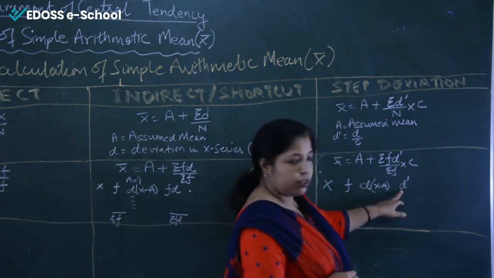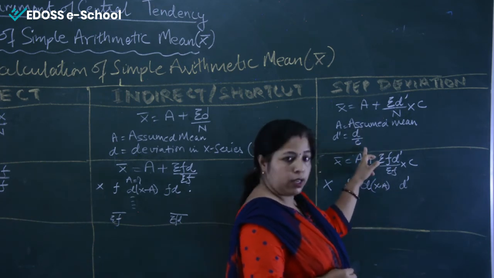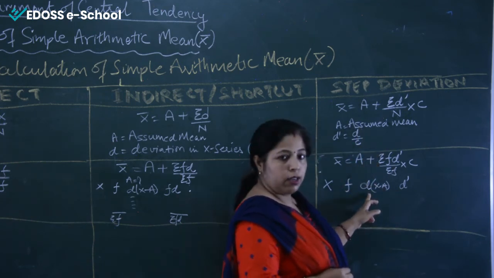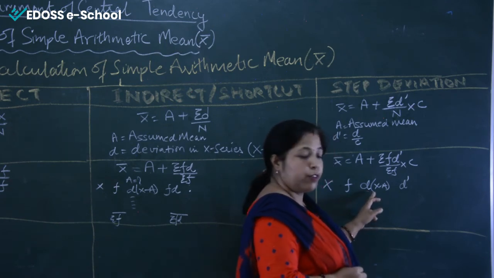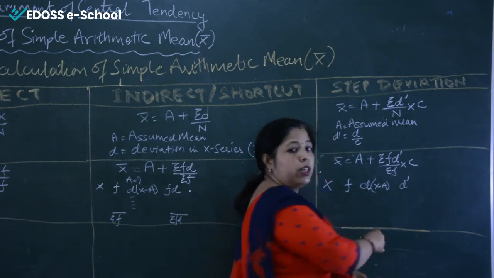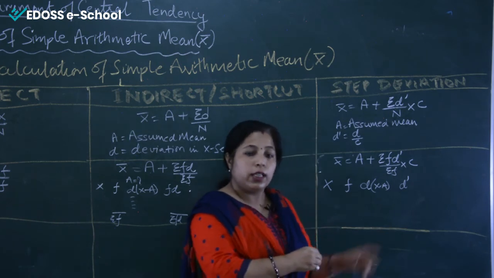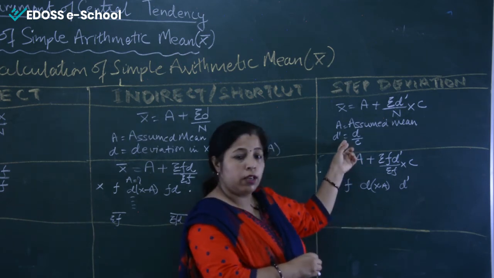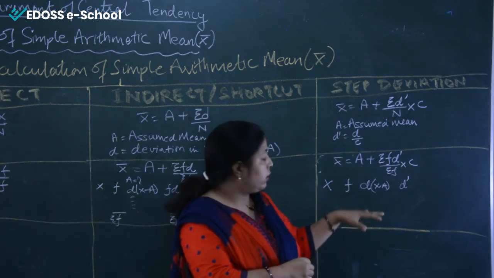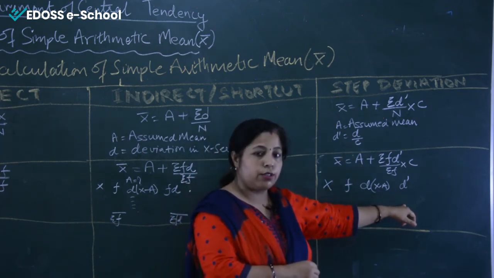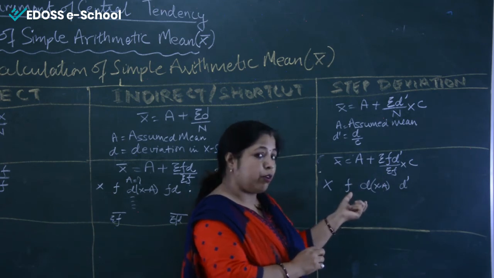And for D dash, the formula is D upon C. D is this. Then what will we do? Next step, we will find a common factor which will cancel the values of D, all the values of D. That common factor will be C. So we will divide the value of D by that common factor. Then we will get D dash. Understood?